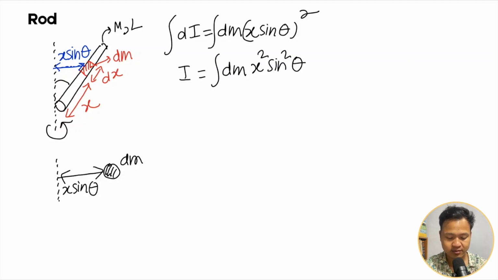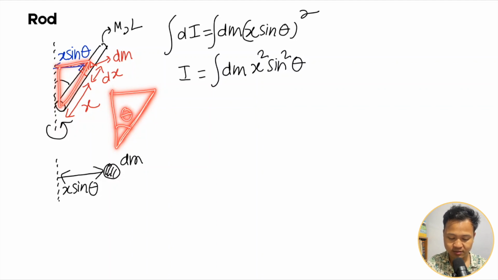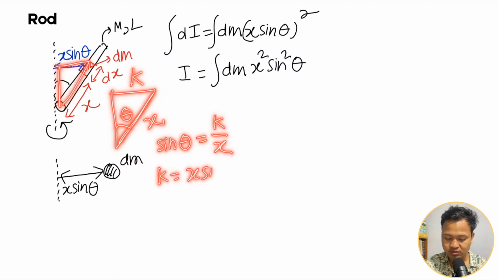Like sine theta, take a triangle. So this is theta, this is x, and let's say this is k. So sine theta is k divided by x, so k is x into sine theta. This is how I get it.